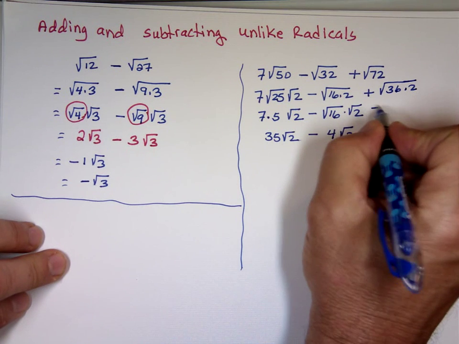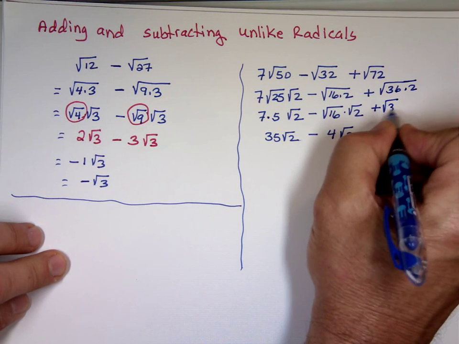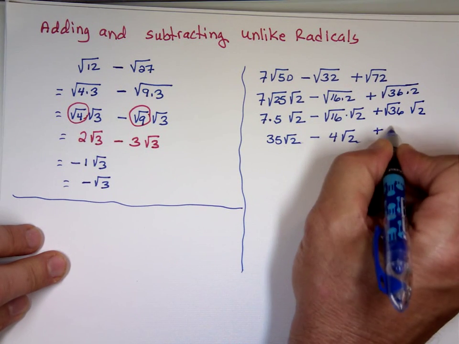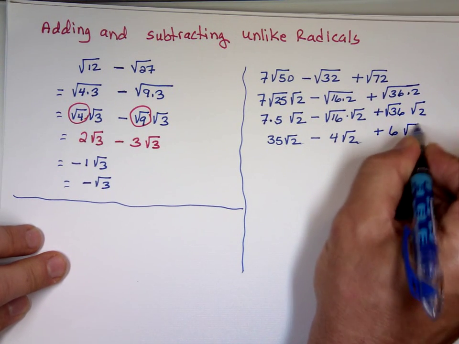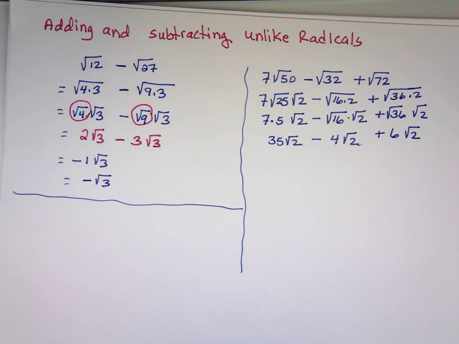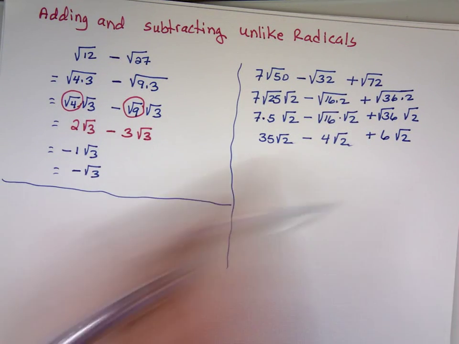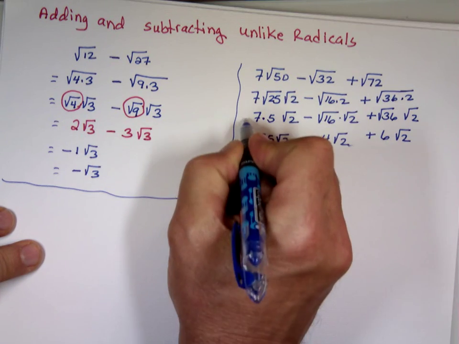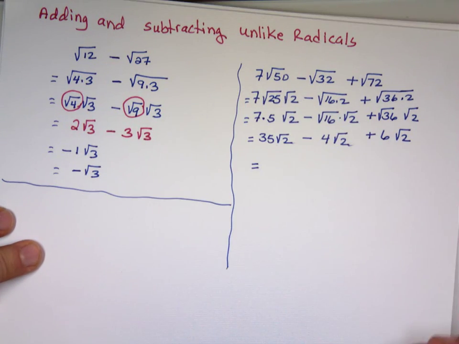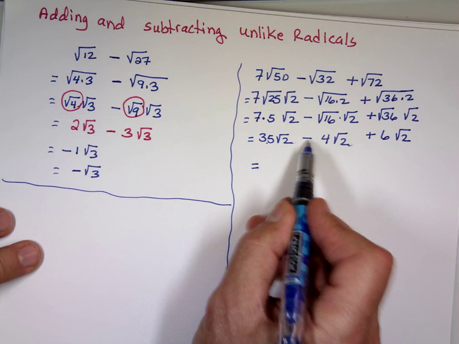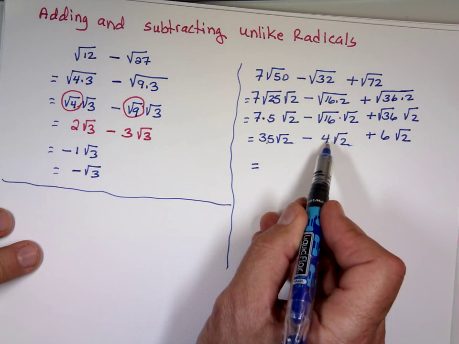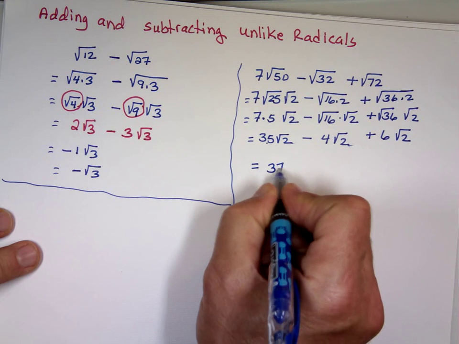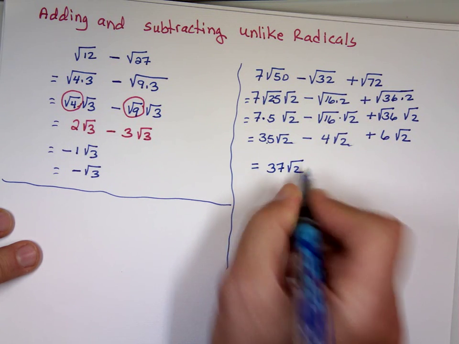I can break it down to the square root of 36 times the square root of 2. What is the square root of 36? That's 6, the square root of 2. Now they all have the square root of 2 in them. So your answer is going to be what? 35 minus the 4 is 31. 31 plus 6 is what? 37, the square root of 2.